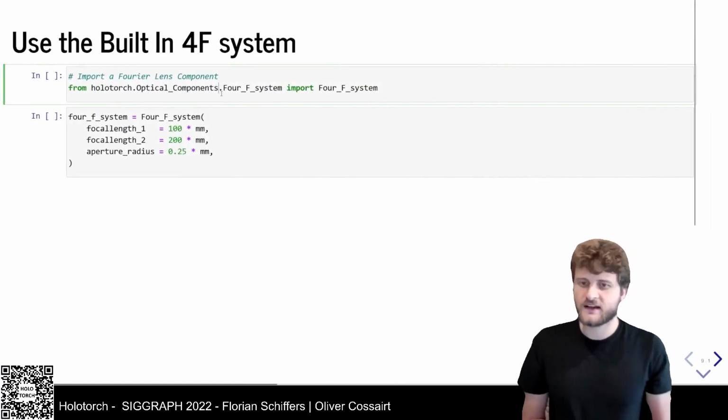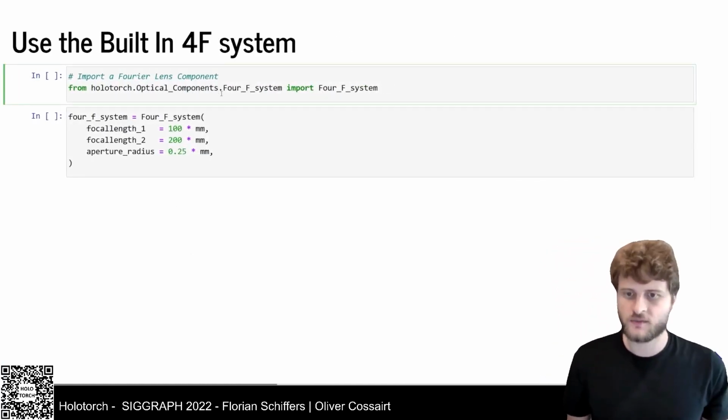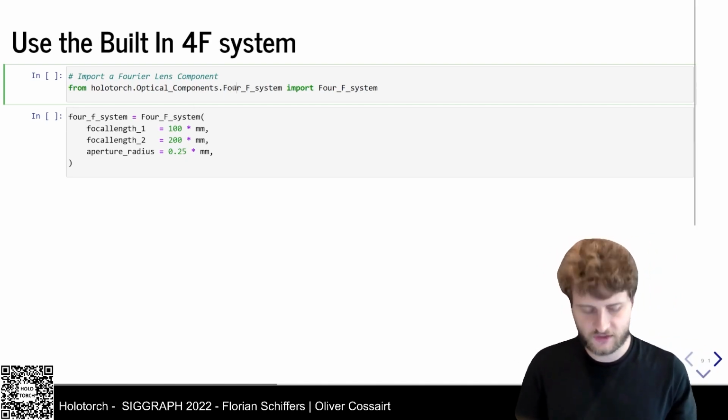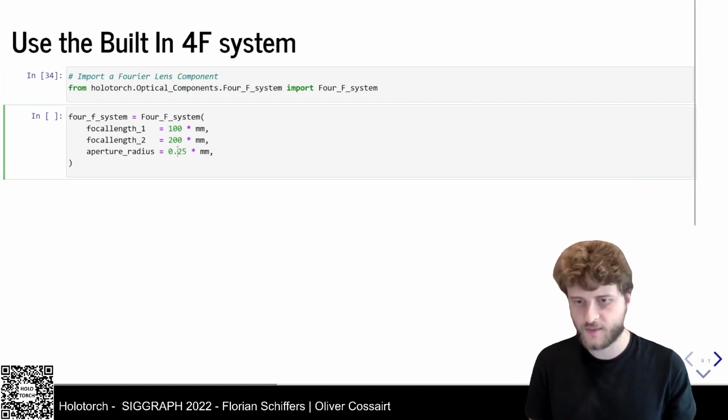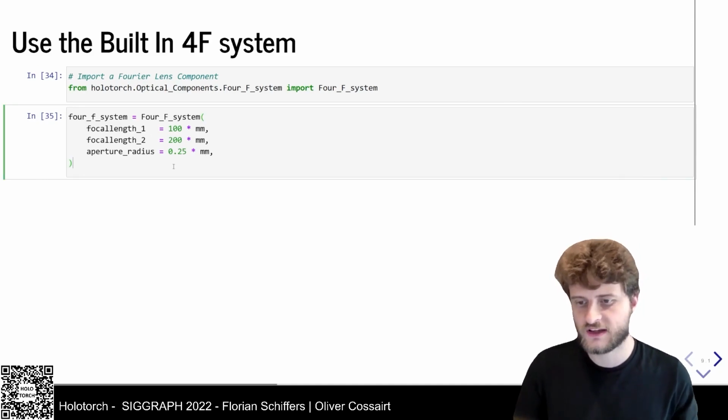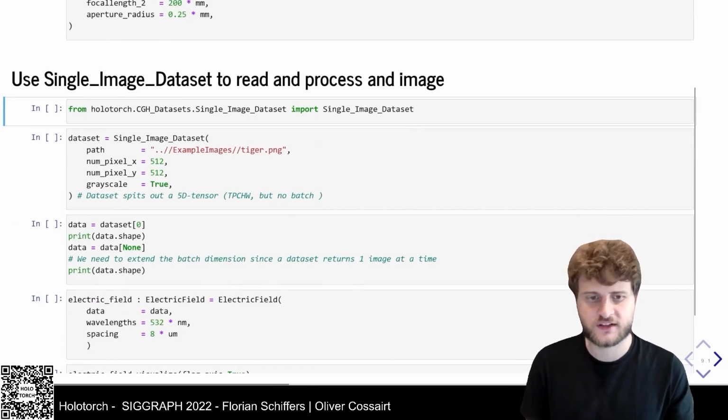Instead of building something like that, you can use our built-in 4F system. You just have to import it from optical components, and you want to define the aperture radius in addition to the two focal lengths. We'll choose 0.25 millimeters here.